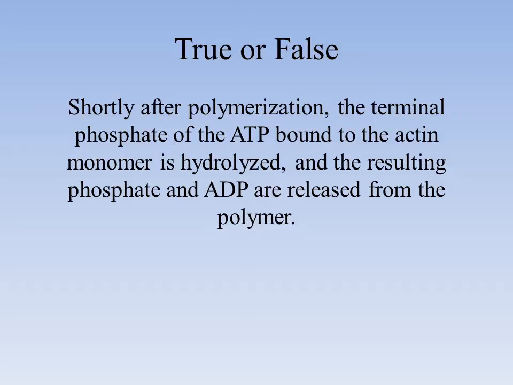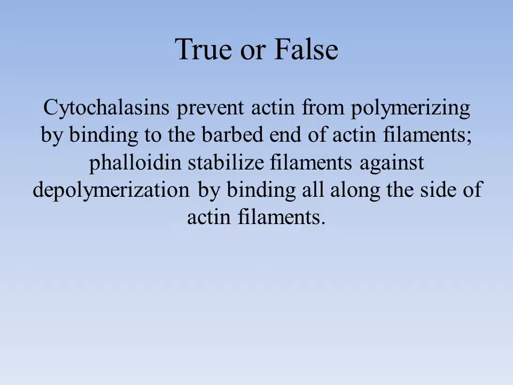So this is talking about true or false. Shortly after polymerization, the terminal phosphate of the ATP bound to the actin monomer is hydrolyzed, and the resulting phosphate and ADP are released from the polymer. So talking about the treadmilling process of actin, decide whether you think that is true or false. Cytochalasin prevents actin from polymerizing by binding to the barbed end of actin filaments. Phalloidin stabilizes filaments against depolymerization by binding all along the side of actin filaments. So what do you think, is that true or false?